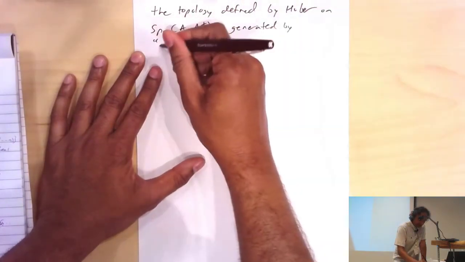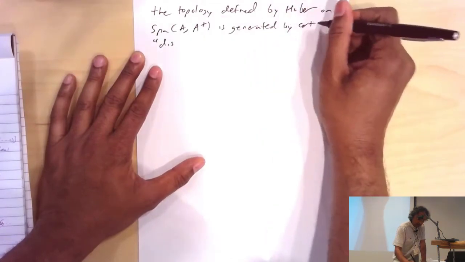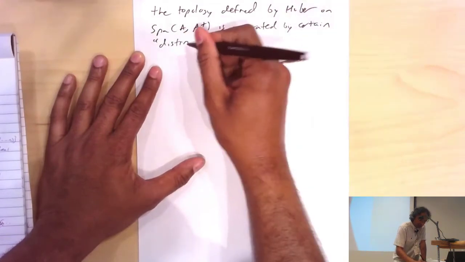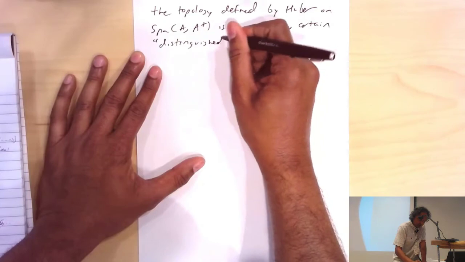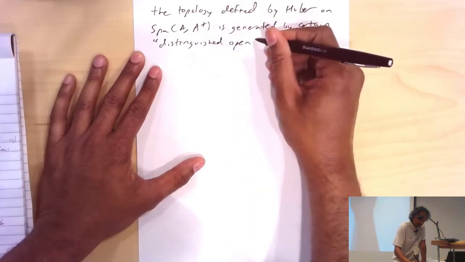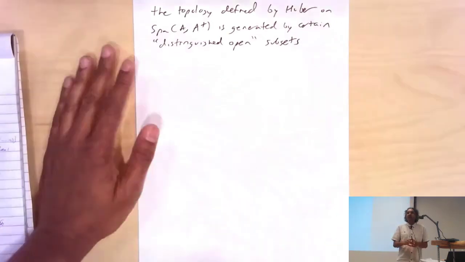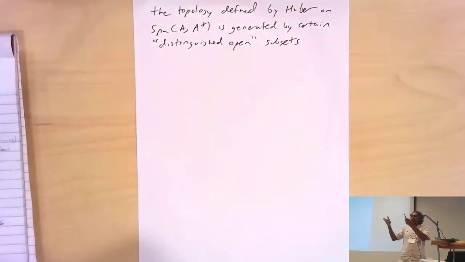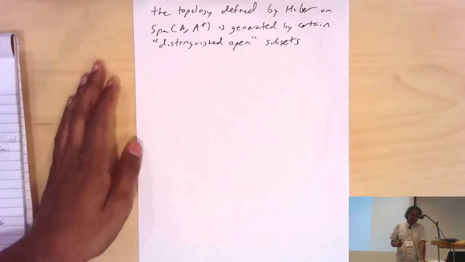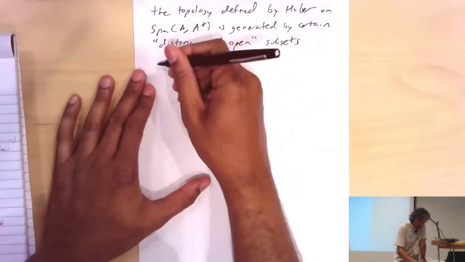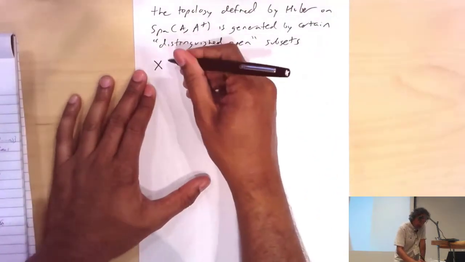So this is generated by certain distinguished open subsets. This is supposed to be analogous to the distinguished open affines you encounter in the theory of schemes when you have a Spec of a ring, right? You look at all the points where some element doesn't vanish, and that gives you another affine scheme that's an open inside. These ones you need more than one element to specify them.